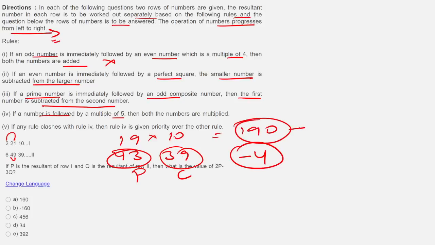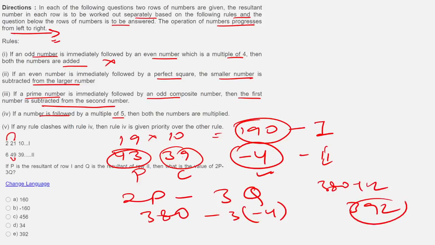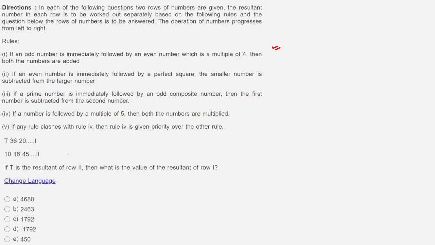So step 1 gives me this, and step 2 gives me minus 4. What are they asking me? 2p minus 3q. So 2p is 380, minus 3 times q, which is minus 4. So 380 plus 12 should give me 392. Yes. Let us look at the next question.